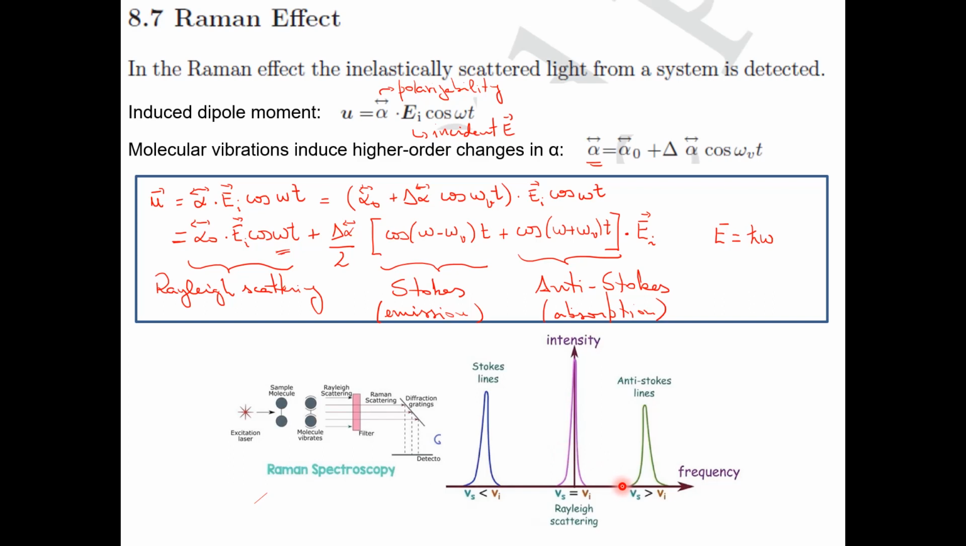But let's see, in terms of group theory, what are the consequences of that. So you see that the key quantity here is the polarizability, the Raman polarizability. So you forget about this term here, the Rayleigh scattering. If you think only about the Raman process, this is the key quantity. So you have to look at the symmetry properties of the polarizability tensor, and that's the idea.